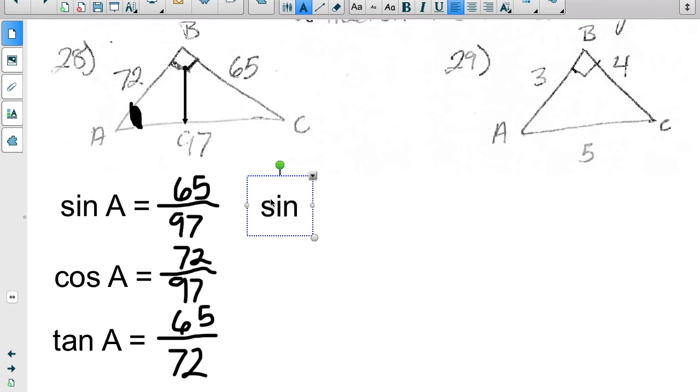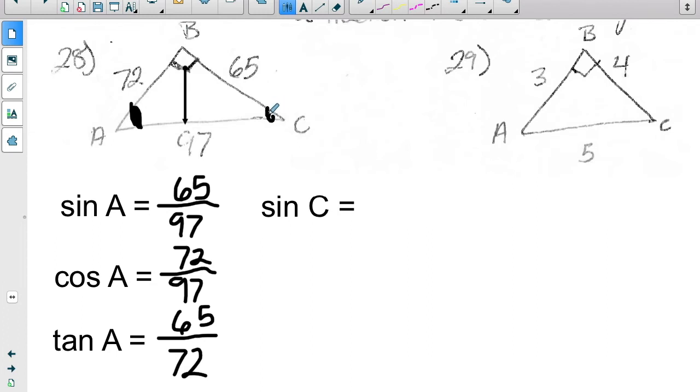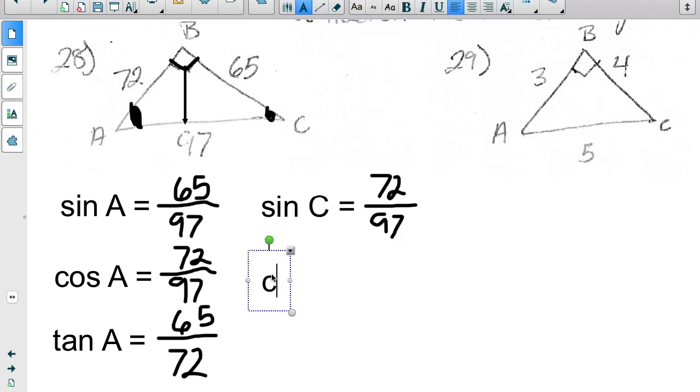Now we're not quite done. We need to find sine of the other angle. So our other angle is C, this angle here. We wouldn't do anything with the right angle. We only do it with the two acute angles. Now again, sine is opposite over hypotenuse. The opposite side of C would be 72, and our hypotenuse is still 97. So over here, sine of C would be 72 over 97.